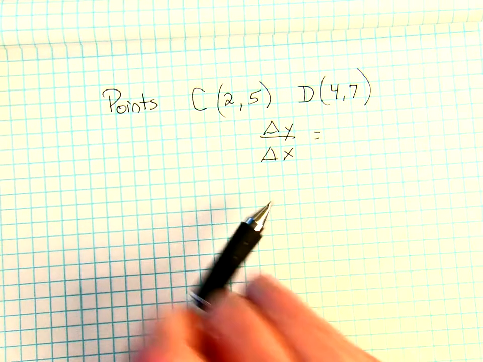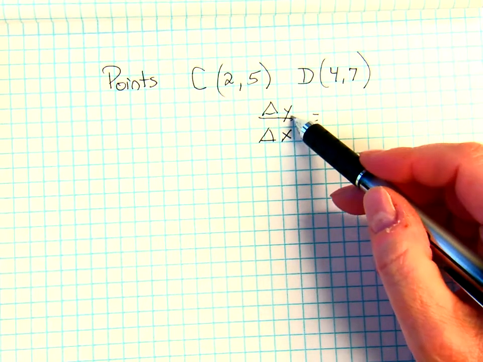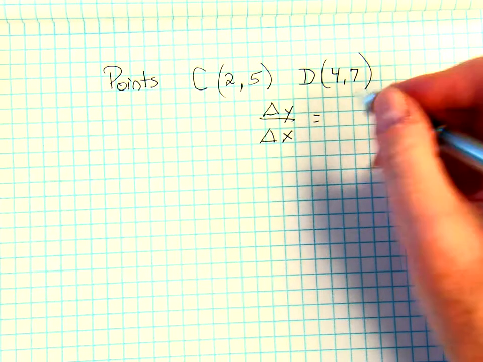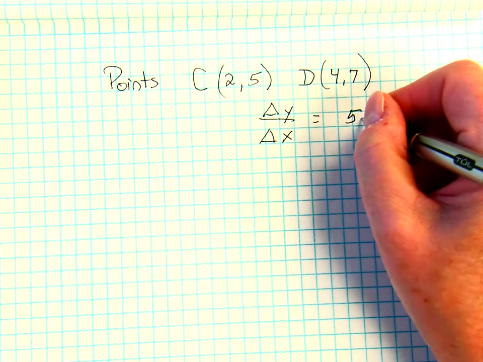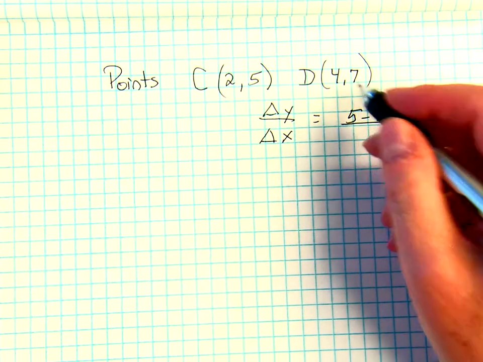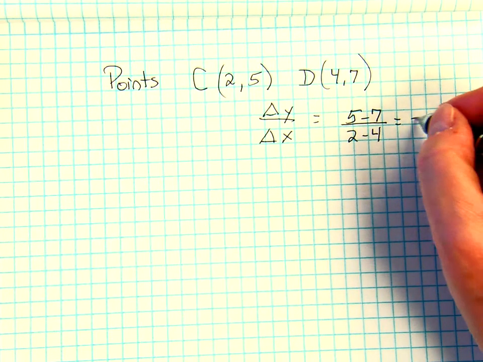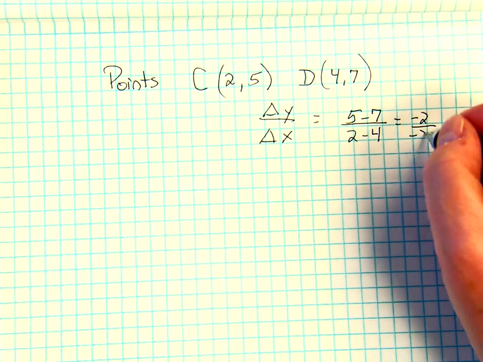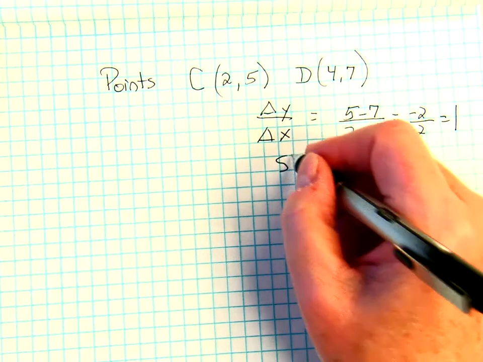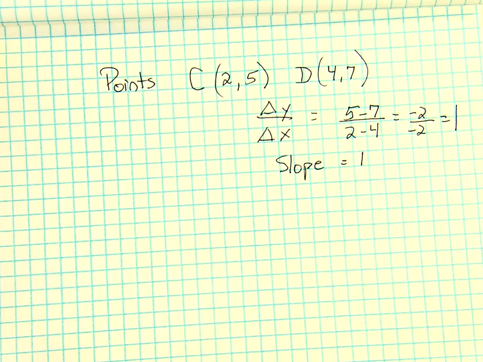Okay, so we are back with points C and D, and we're looking at the change in y over the change in x. So we're going to take our y's, okay, so we've got 5 minus 7, and we're taking it over 2 minus 4, which is equal to negative 2 over negative 2, which is equal to a positive 1. So this slope is equal to 1.